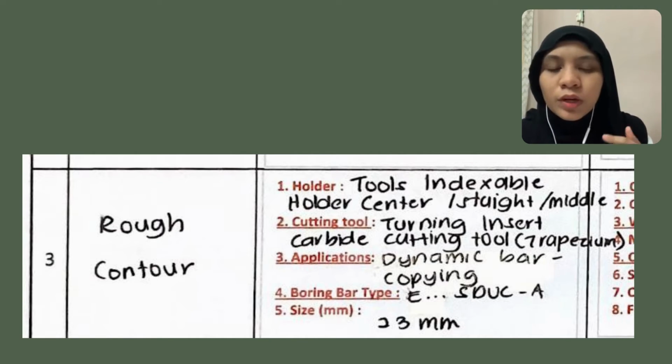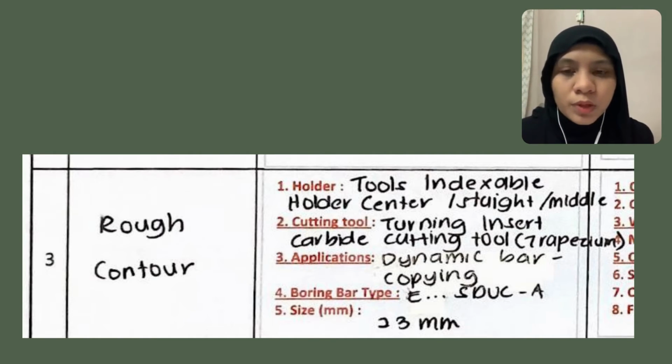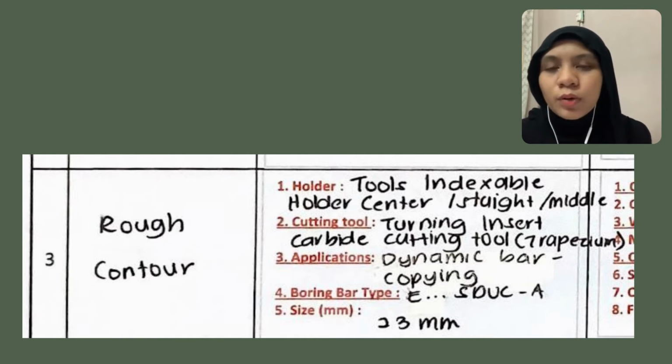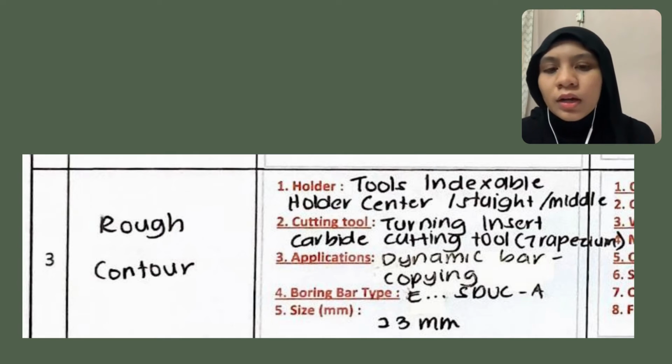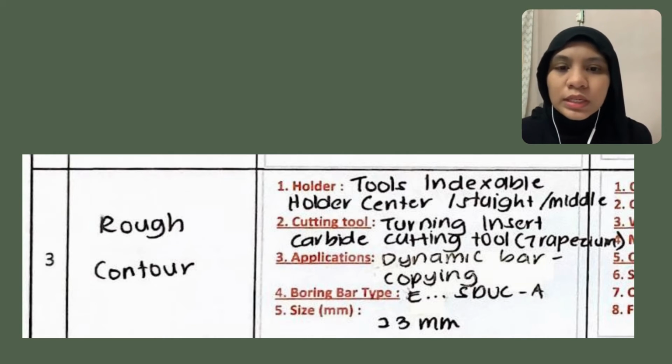And I chose the shape of trapezium because the contour process uses tools in the shape of trapezium. Based on the appendix, the application that I got is dynamic bar copying. The reason I got copying is because copying is one of the processes under the contour process. Based on all of the answers that I got, the boring bar type that I received is E SDUC-A, and the size of it will be 23 millimeter.